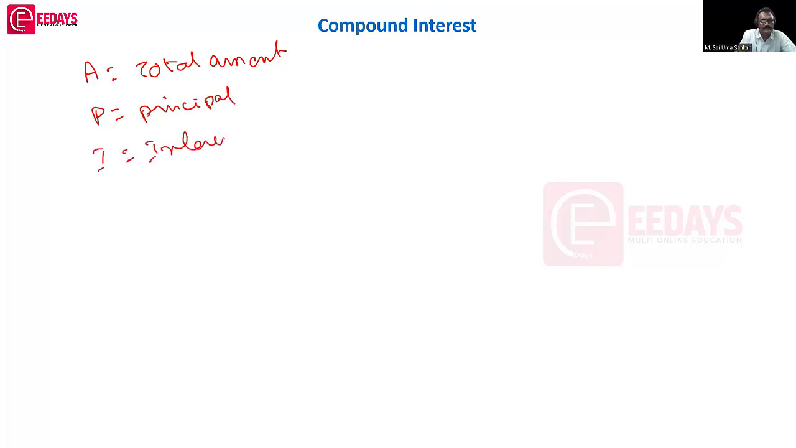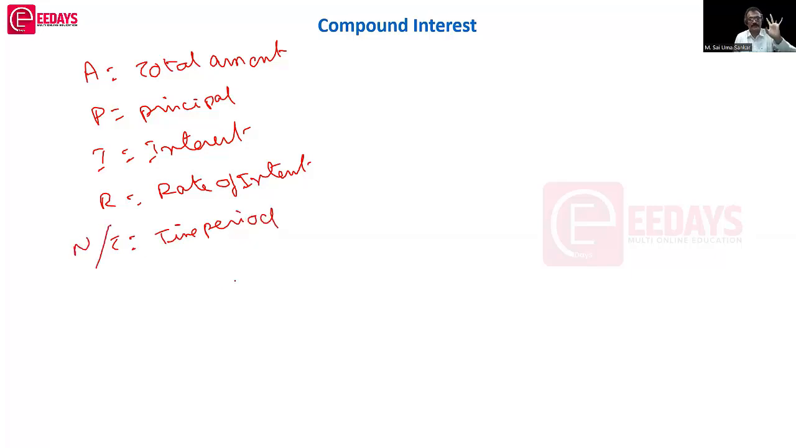రైట్, కాంపౌండ్ ఇంట్రెస్ట్ లో A is equal to total amount. What is the P? That is equal to principal. I equal to interest. R equal to rate of interest. T equal to T or N, time period. Okay, T or N is equal to time period.